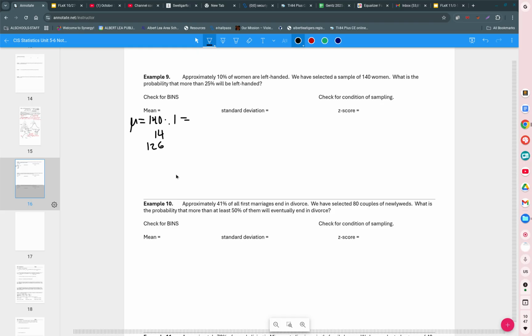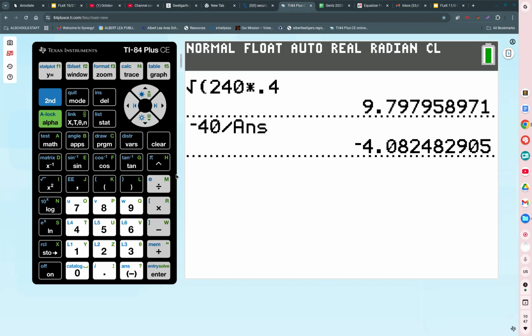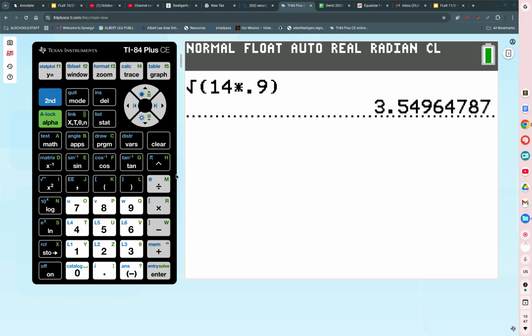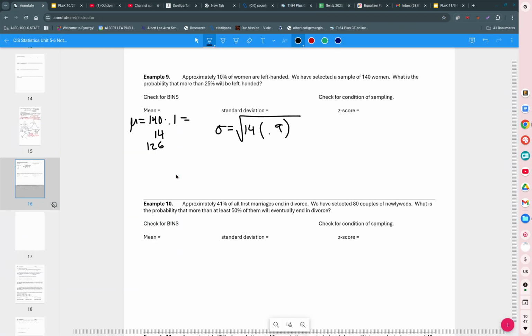I now calculate my standard deviation. Standard deviation is equal to the square root of, I take my mean, which was 14, and I multiply it by what? 0.9. So we'll check that. 3.549. We have the two pieces that we need.